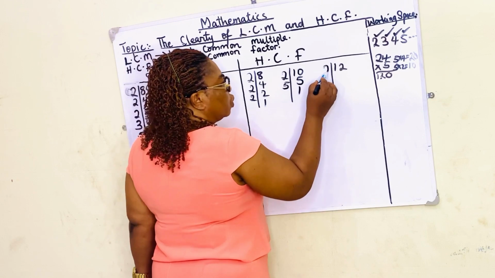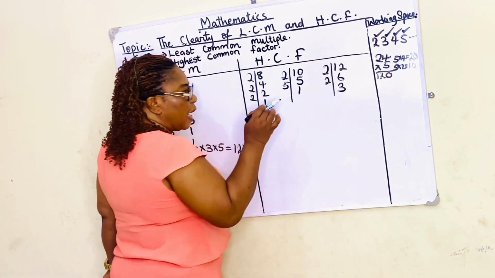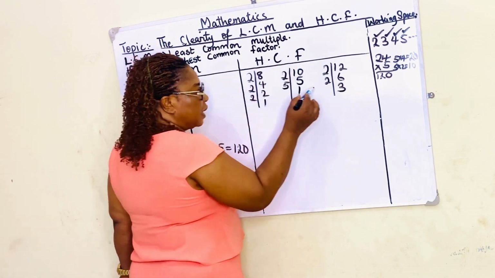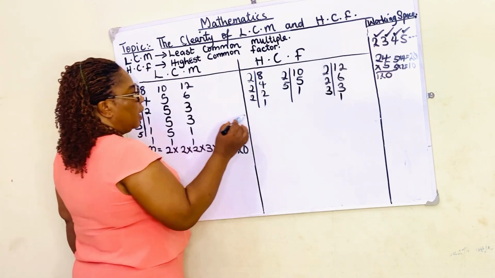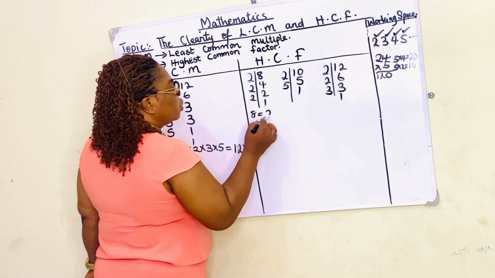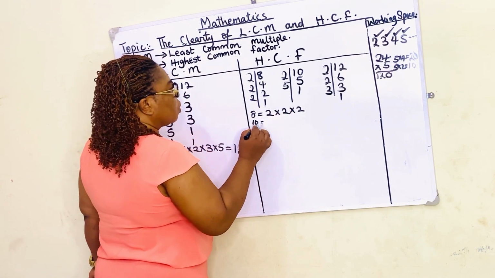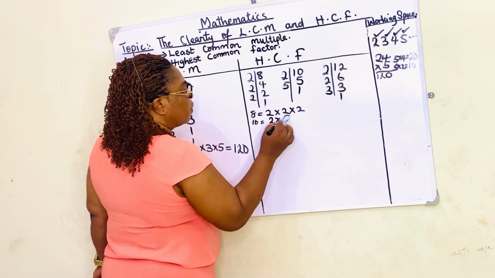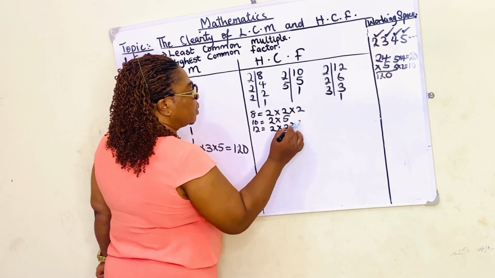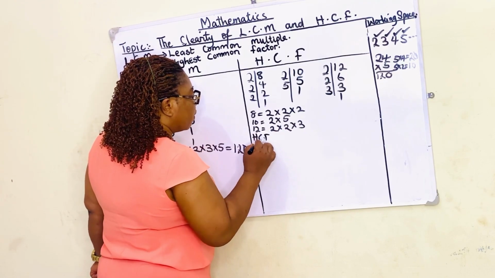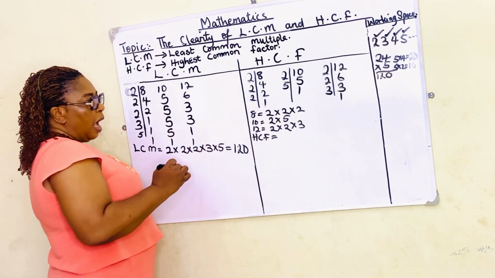I go to this one, 12. 2 divide 12 gives me 6. 2 divide 6 gives me 3. 2 can no longer divide. So I check 3. I saw that 3 can divide. I use 3, and I have 1. Now, 8 is equal to 2 times 2 times 2. 10 is equal to 2 times 5. And 12 is equal to 2 times 2 times 3. Then the H.C.F. is equal to what? I'm going to check.